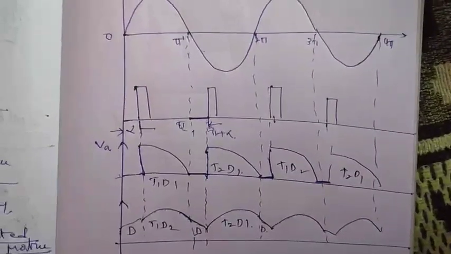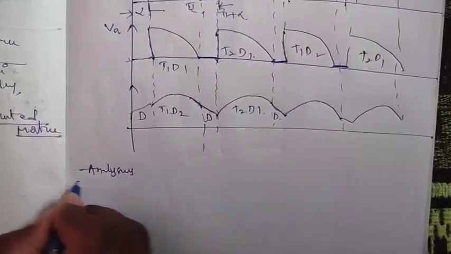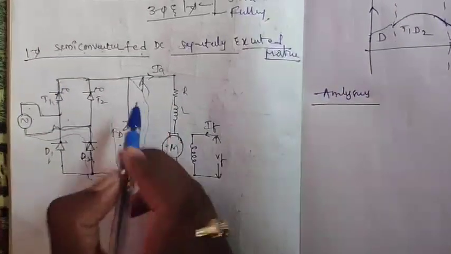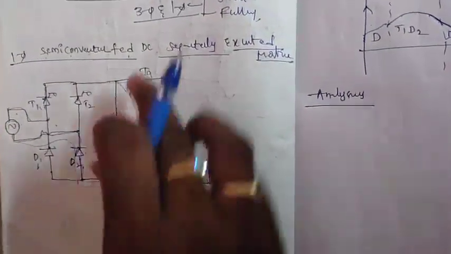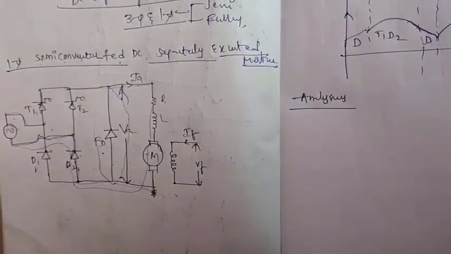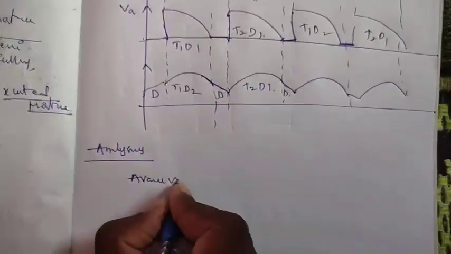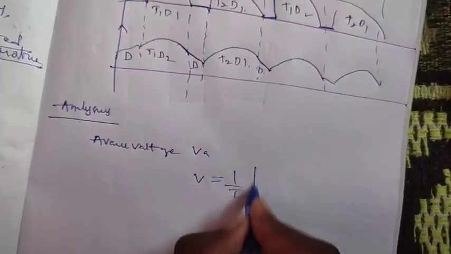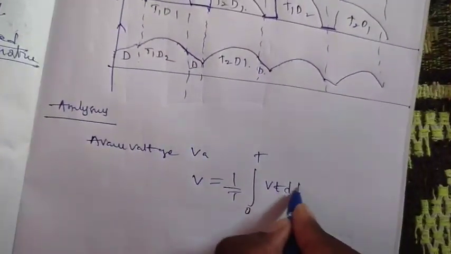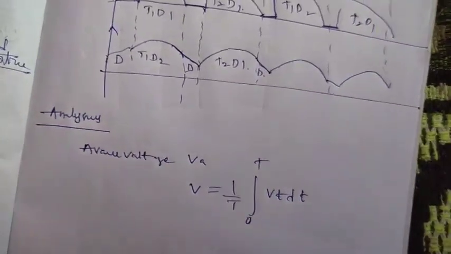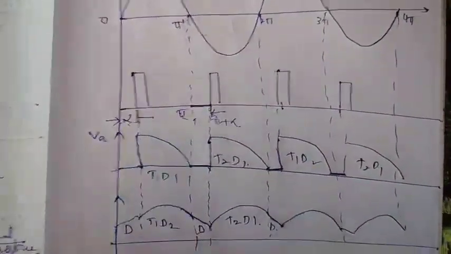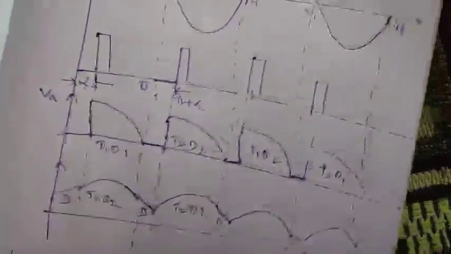So I can analyze the average output voltage. The average output voltage is Va, the voltage fed to the DC motor. Here I can consider the average voltage, that is Va. The average formula is V equal to 1 by T integral 0 to T of V(t) dt. Here I can give the firing angle, that is alpha.